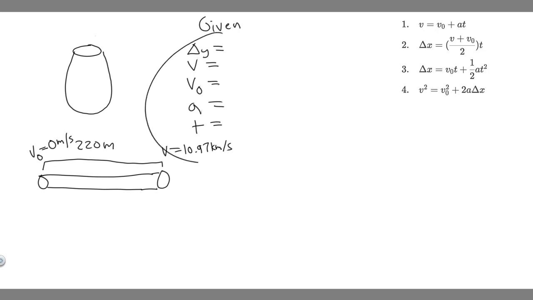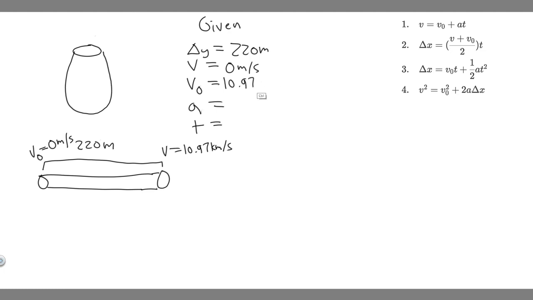So let's just write down the variables. This is actually upwards. I just drew it sideways, but keep in mind it's upwards. So what is their change in y? Well, from the beginning to the end is 220 meters. So their change in y is 220 meters. What about v? We labeled these already, v and v sub 0. V is just your final velocity. V sub 0 is your initial. So initially their velocity is 0 meters per second, and then finally their velocity is 10.97 kilometers per second.